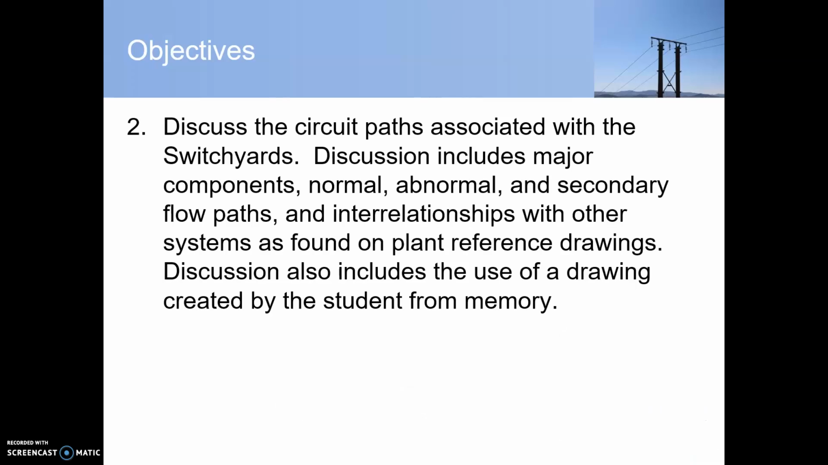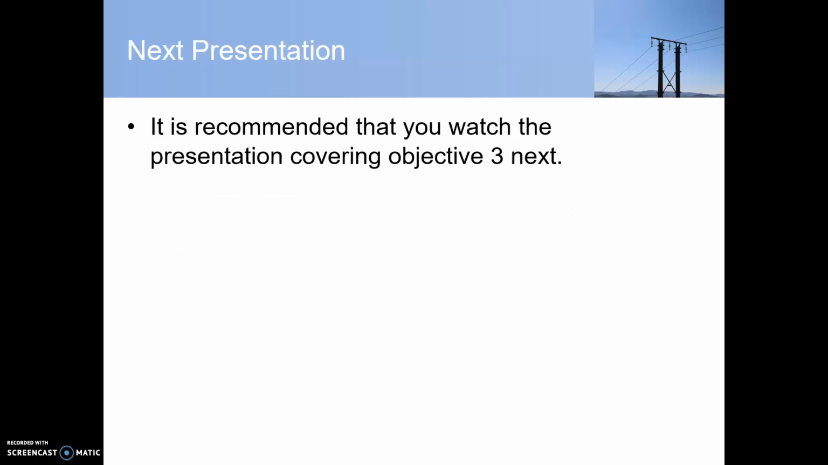Our objective in this particular module was to discuss the circuit paths associated with the switchyards. Our discussion includes major components, normal, abnormal, and secondary flow paths, and interrelationships with other systems as found on plant reference drawings. Please be aware that for this system, you will be required to draw a drawing of the switchyards from memory. It is recommended now that you watch the presentation covering Objective 3 next.